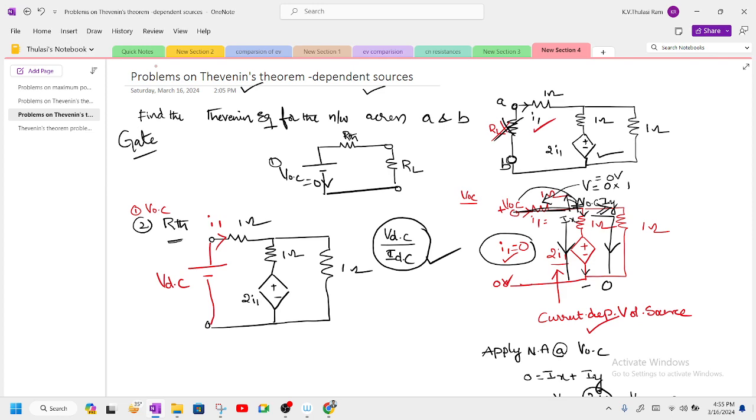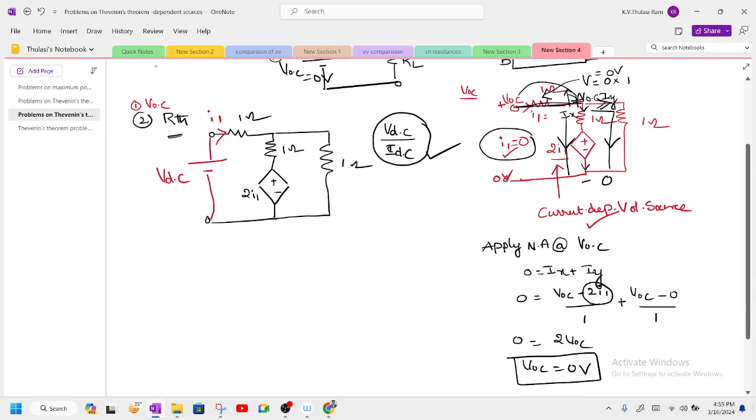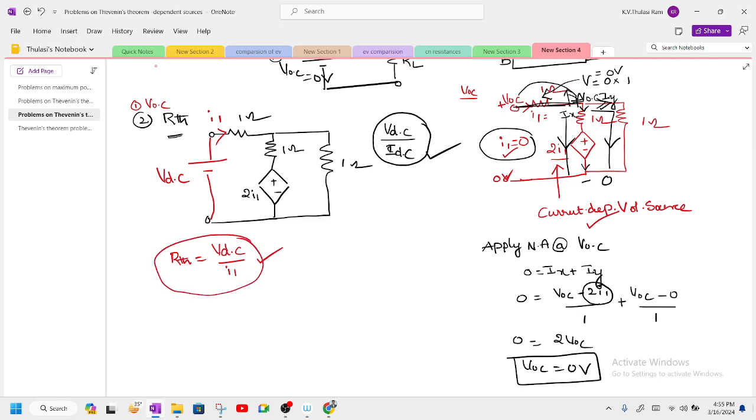So how to find R Thevenin? R Thevenin is equal to, I have to express it as the ratio VDC by I1. So try to find the equations. Every equation should be only of VDC and I1. Here you can see the voltage at this node, which is VDC. This will create a new unknown node which is called Vx.